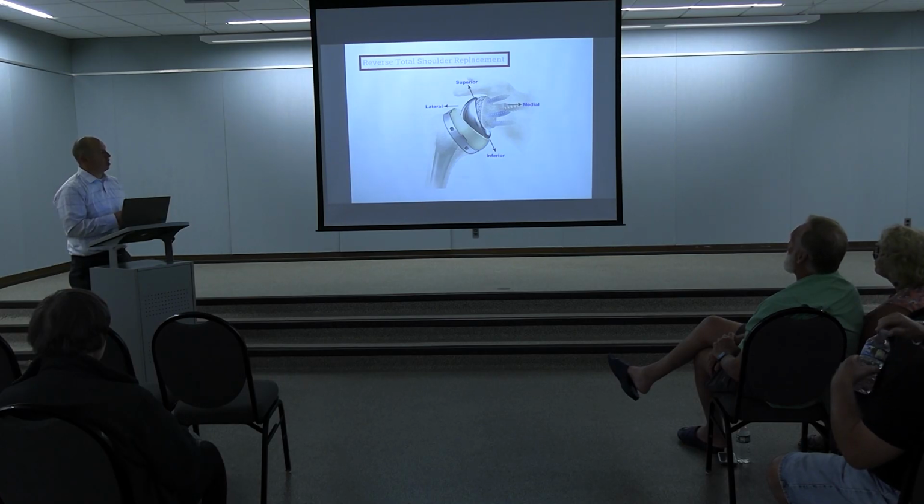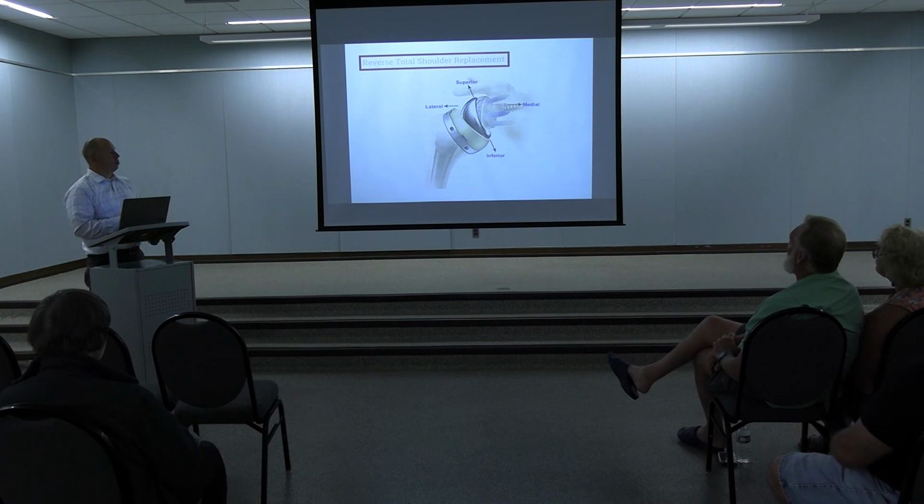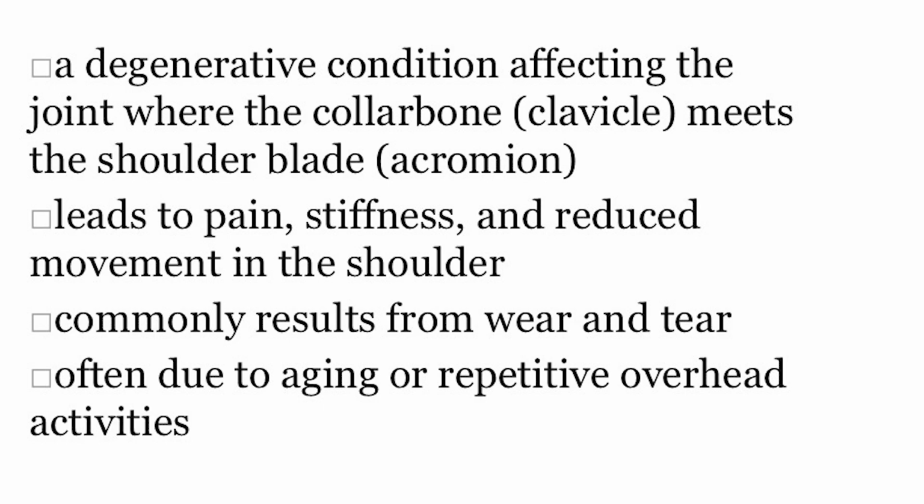And the reverse total shoulder replacement can be used in a number of situations. One of them being in the situation where the rotator cuff is unable to be repaired. And then it can also be used in a situation for shoulder arthritis where the rotator cuff isn't in good functioning condition.